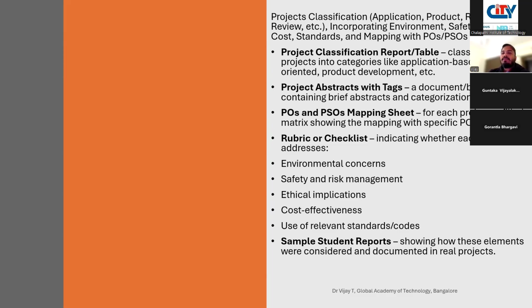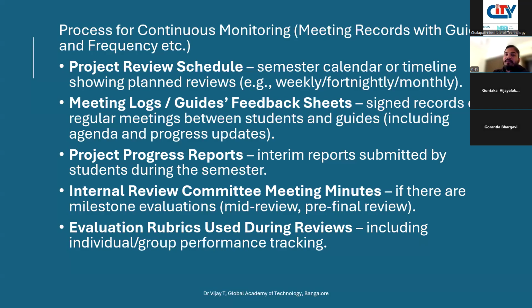Okay. So project abstract with tags can be maintained as a best practice across the institution. POs and PSO mapping sheet can be done. Rubrics of how the evaluation is going to be done. So for each and every aspect, wherever we are doing evaluation as per tier one, we need to have a rubric in place, and we need to showcase the project reports of a student who is getting a high mark, medium mark, and a low mark to the committee which is going to visit us.